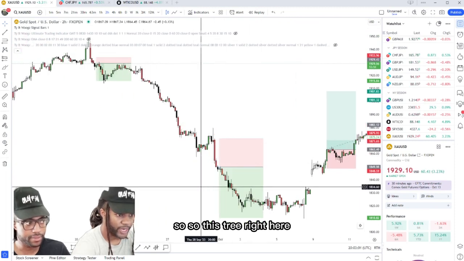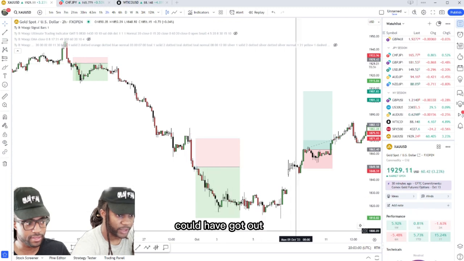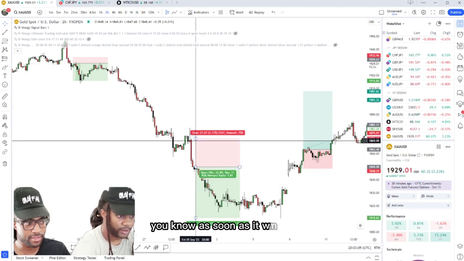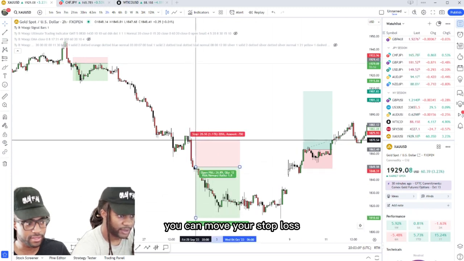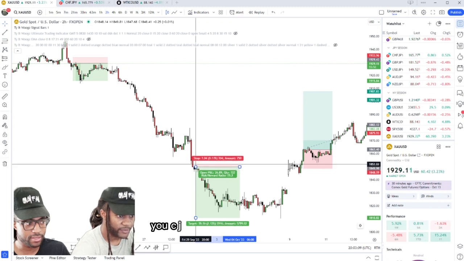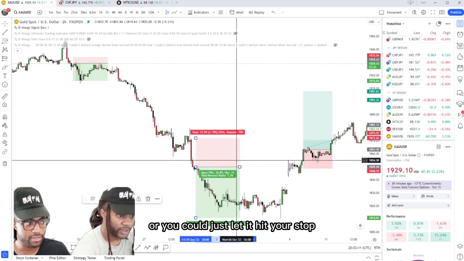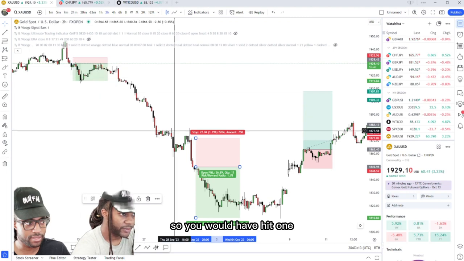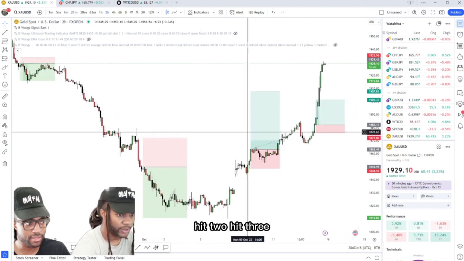So this trade right here, this didn't go for the 3-to-1. You could have got out early, or as soon as it went down, you could have moved your stop loss to break even. You could have got out break even, or you could have just let it hit your stop. So you would have hit one trade, lost one, hit two, hit three.